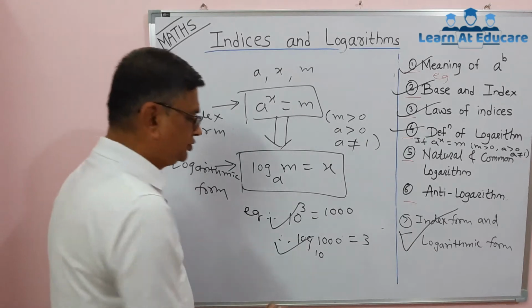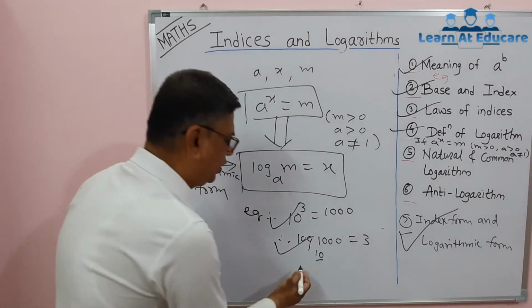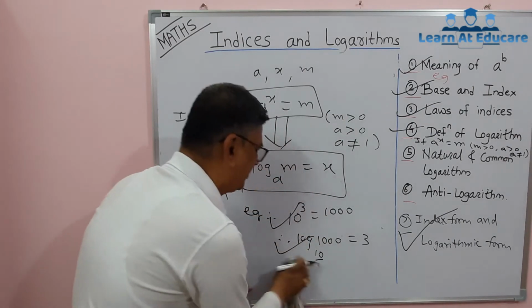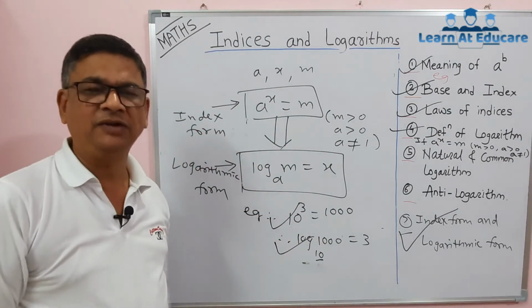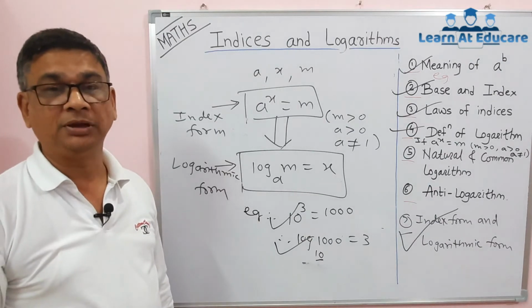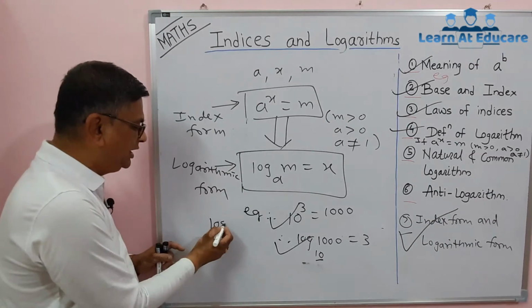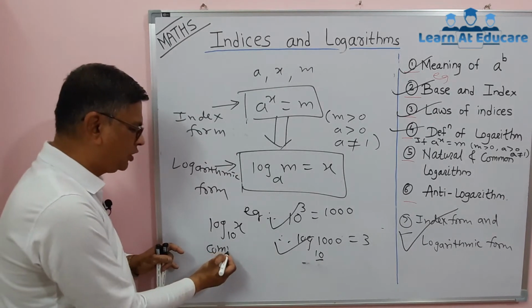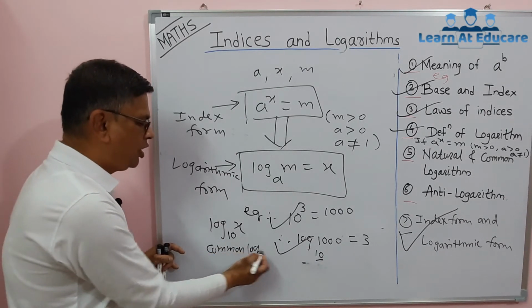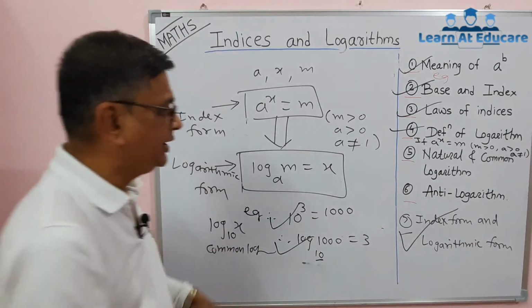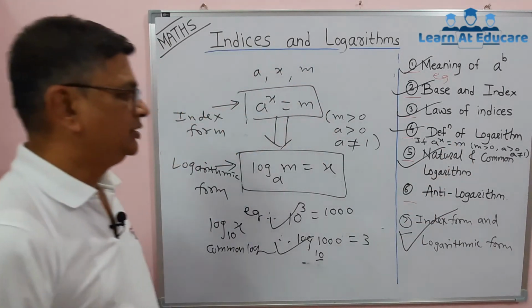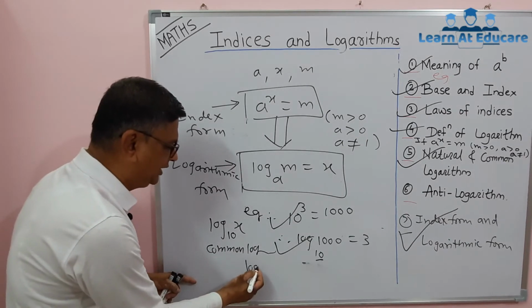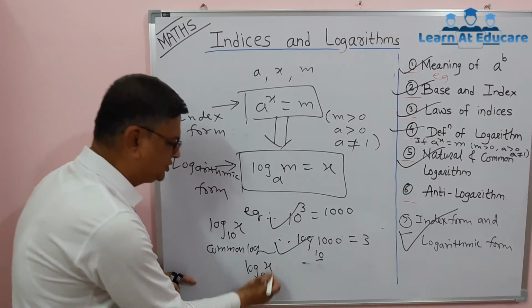Then remember, to the base 10, it is called common logarithm. And such logarithms, we can find their values from the log table. Log of any number, suppose in general x, if it is to the base 10, then such log to the base 10 is called common logarithm. There is another logarithm called natural logarithm. Natural logarithm is like this. It is to the base e. For example, log x to the base e.